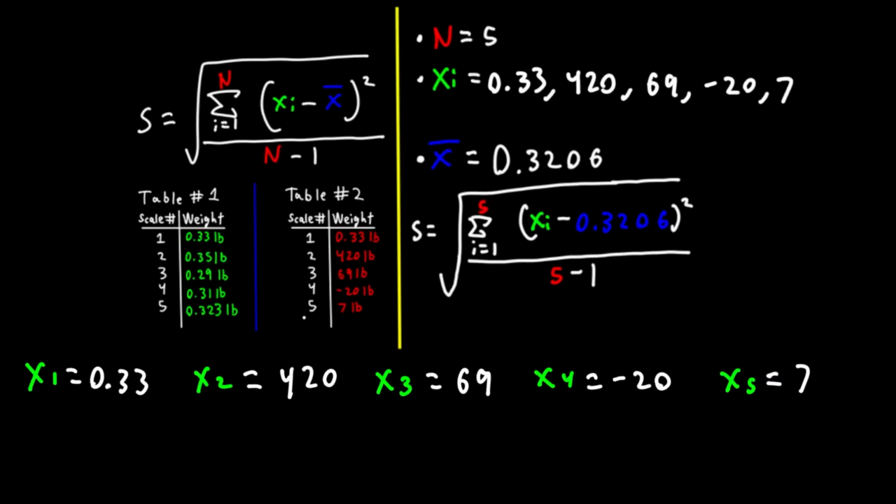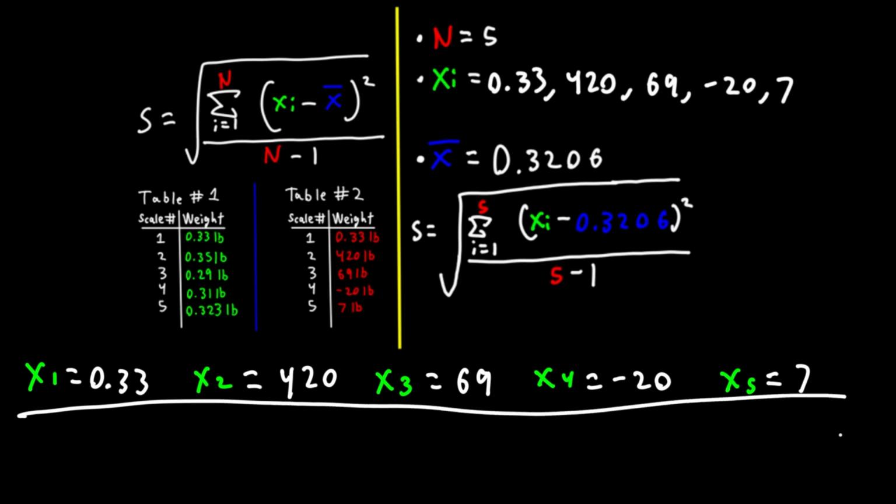Now, if we wanted to solve for the standard deviation of table 2, we would just follow the same procedure. Note that these are the new x of i values. If you want to solve for the standard deviation, you can, but I'm not going to do that because I'm too lazy, so let's use a calculator and find the standard deviation that way.